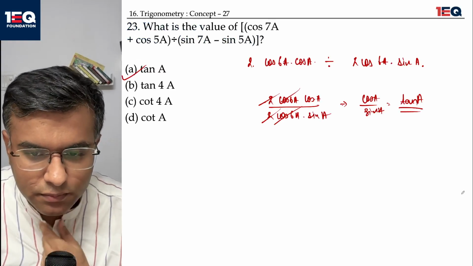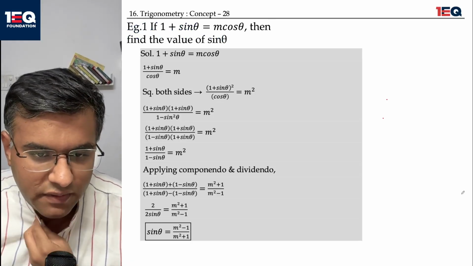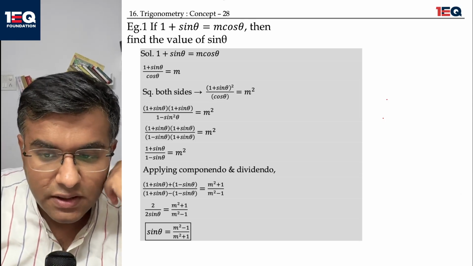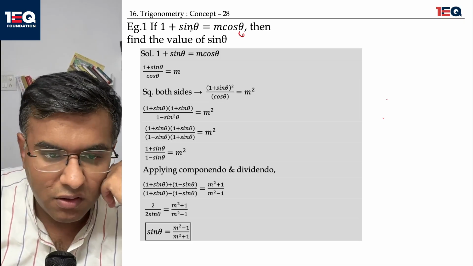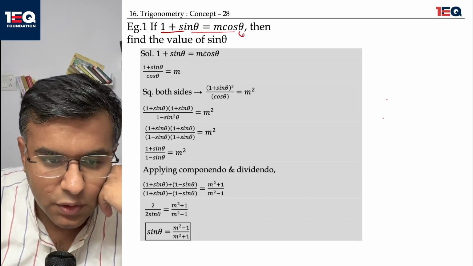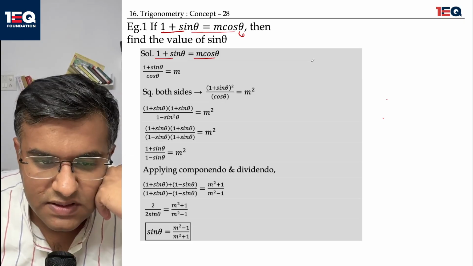So here we were asked to find out the value of sine theta. If we need to find out the value of sine theta, we will have to do a lot of manipulation in the equation that has been given to us. The equation says that 1 plus sine theta is equal to m cos theta.